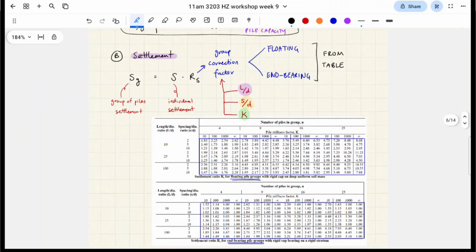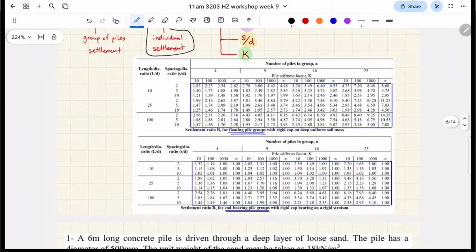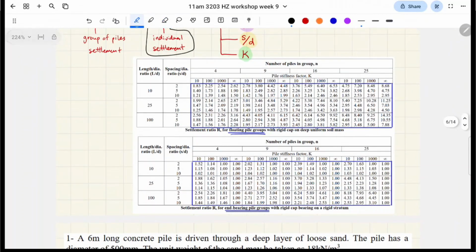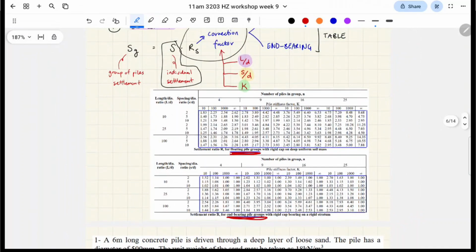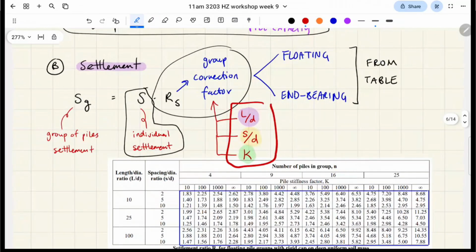Okay, lastly, for settlement, right? You have to get the settlement of an individual pile, and then multiply it by something called a group correction factor. A group correction factor depends on whether you have a floating or end-bearing pile, right? The top table here is referring to just floating pile groups, whereas the bottom table here is referring to end-bearing pile groups. And so you're going to get slightly different numbers, but essentially you have to calculate the same thing for all of these. That's your slenderness ratio.